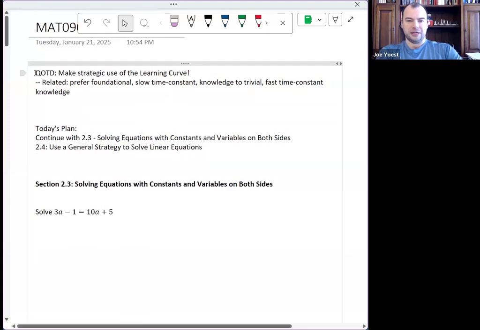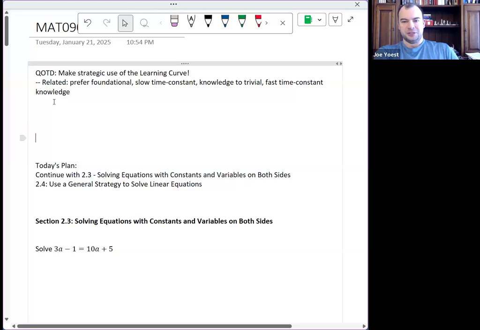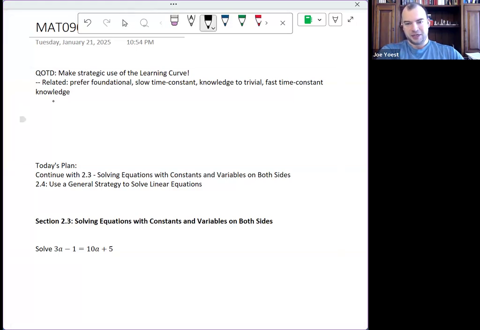The quote of the day for today is to make strategic use of the learning curve, with kind of a related idea about different types of knowledge. So what's kind of the idea behind this?